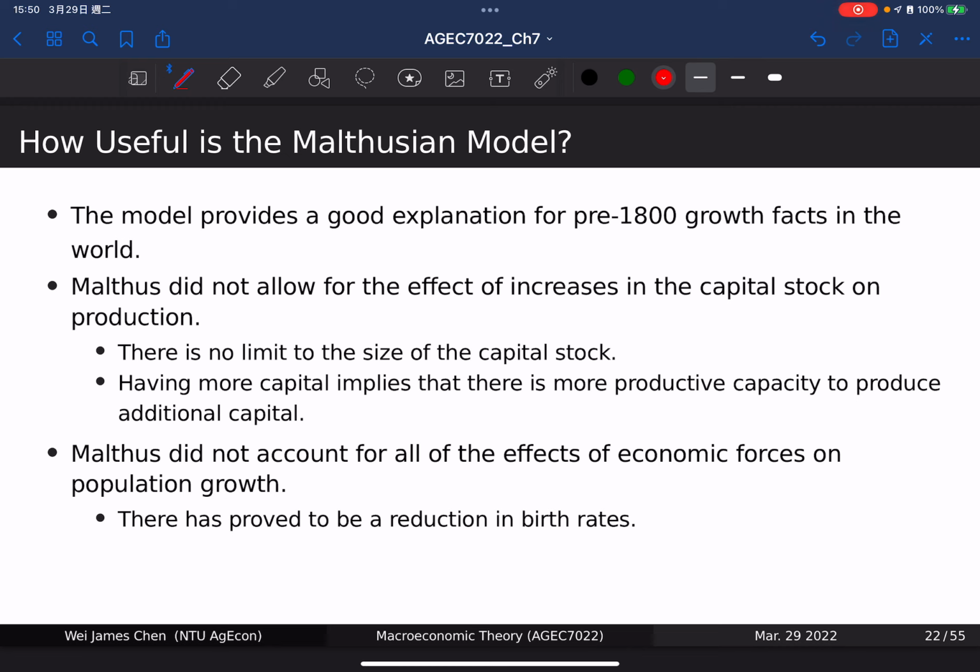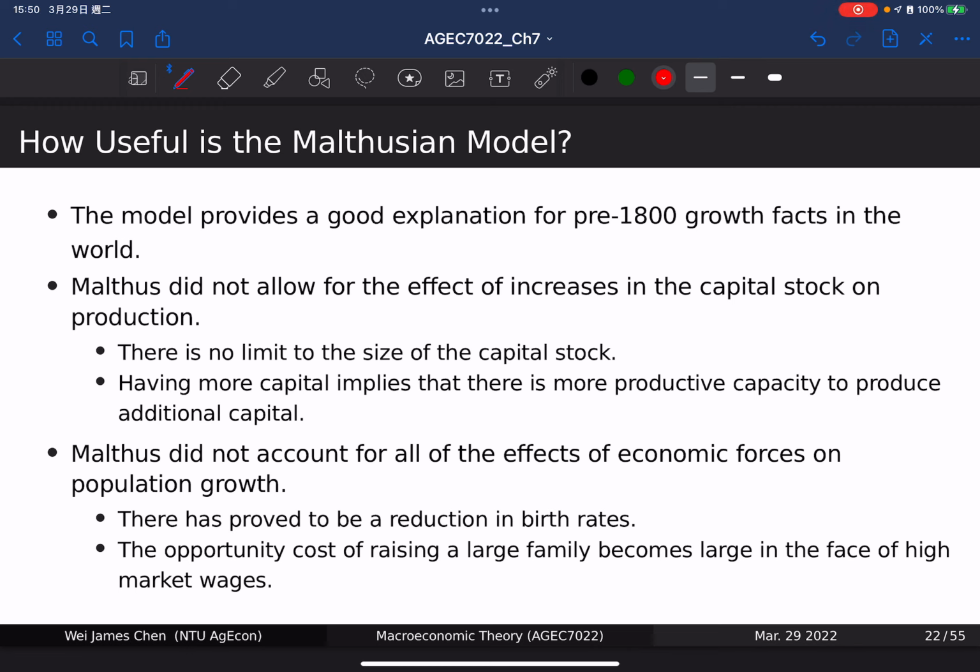Okay? So that's the Malthusian model. Okay, now let's have a 10-minute discussion, I would say.